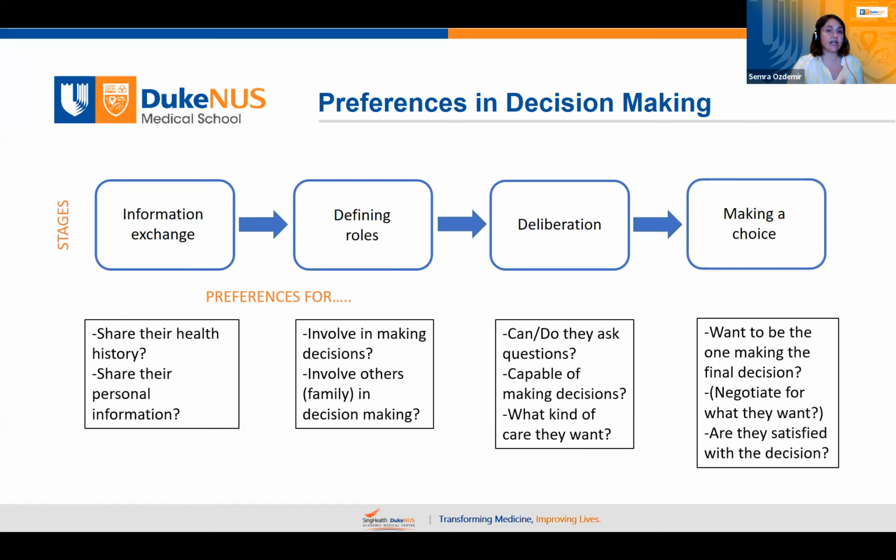This is where we go back to the health preference assessment, benefit-risk assessments and or cost: what are their preferences for different kinds of treatments and treatment features. And lastly, when it comes to making the final choice, patients may be involved until now, but do they want to be the one making the final decision? Especially if there is some kind of contradiction between the family or with the clinician. And then of course, afterwards, are they satisfied with this? Because that can also influence their preferences for future clinical decisions or medical decisions.